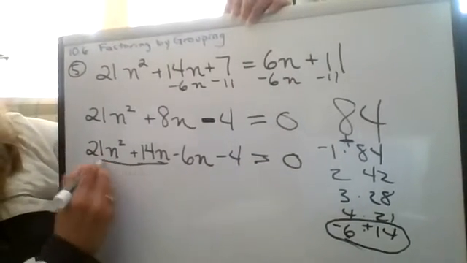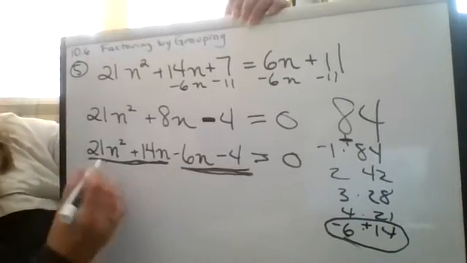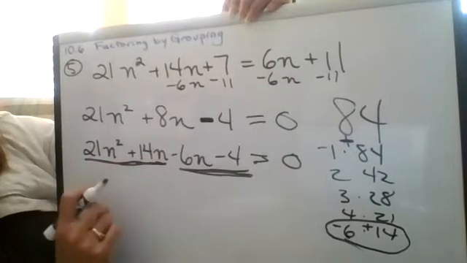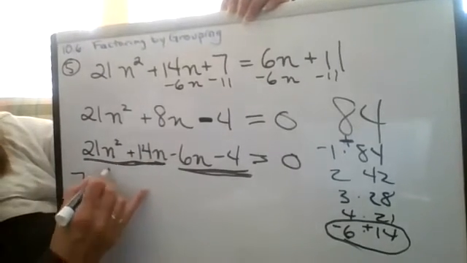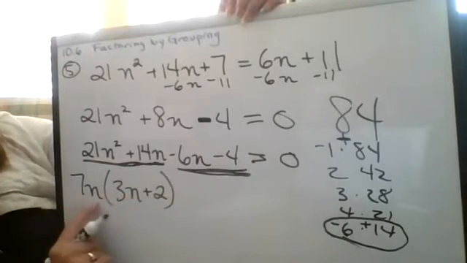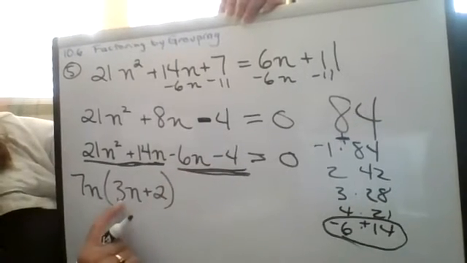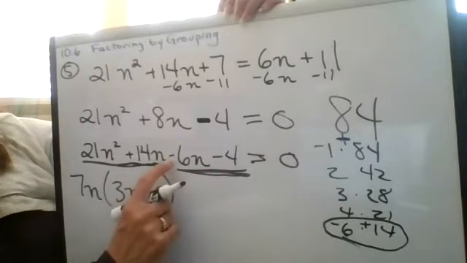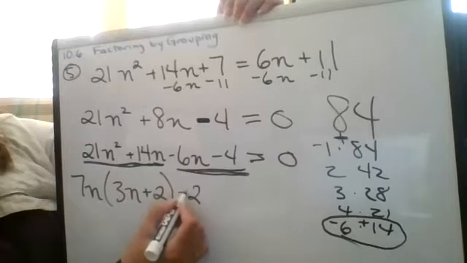So let's now find what we can factor out here and then find what we can factor out here. All right. So what comes out of 21 and 14? 7 does. What comes out of n squared and n? N does. So I take out 7n. And what am I left with? 3n plus 2. 7n times 2 is 14n. Now what can I factor out of here? I want to get 3n plus 2. So what do I have to take out to get a 3n plus 2? I've got to take out a negative number. Yes, negative 2 will come out.